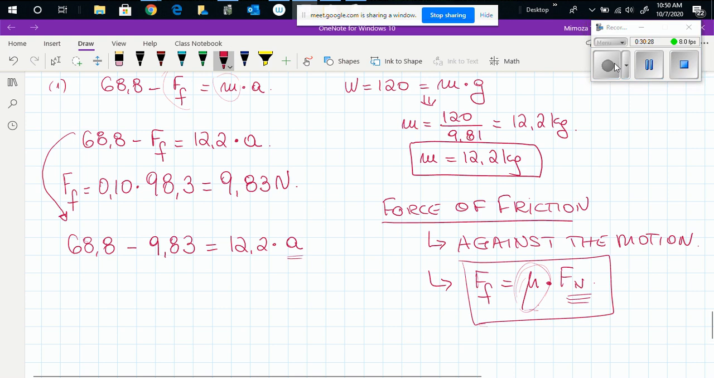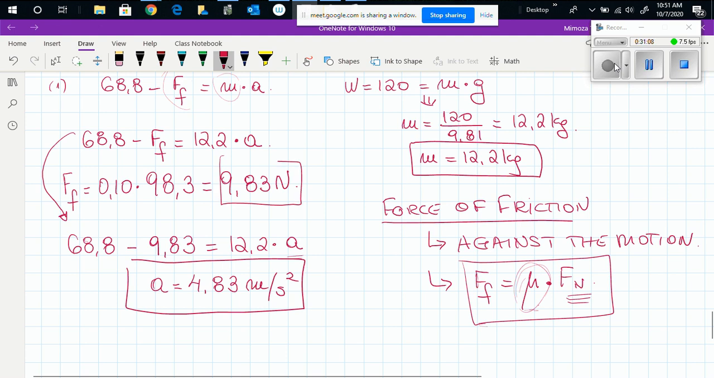So 68.8 minus 9.83, divided by 12.2, will be the acceleration of 4.83 meters per second squared. So now we have everything that the question was asking for: force normal as 98.3 newtons, force of friction as 9.83 newtons, mass as 12.2 kilograms, and acceleration as 4.83 meters per second squared.